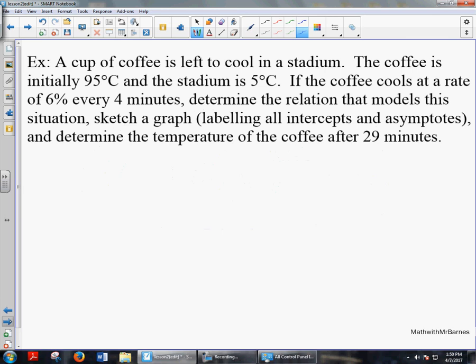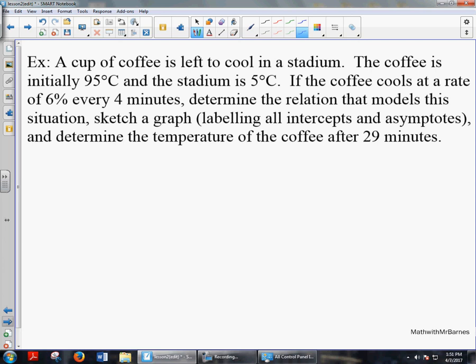The coffee is initially 95 degrees Celsius and the stadium is 5 degrees Celsius. If the coffee cools at a rate of 6% every 4 minutes, determine the relationship that models the situation and sketch a graph. So, if you have a cup of coffee and you leave it somewhere, it's going to go to the room temp.